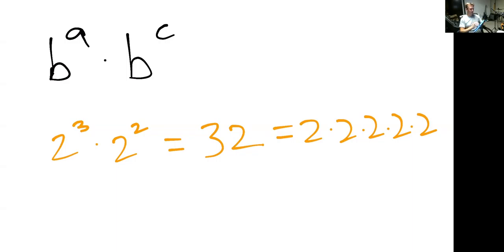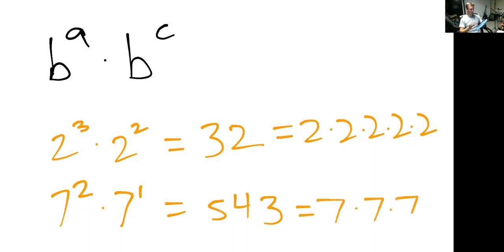It's no coincidence that 3 plus 2 is 5. Let's look at another example. 7 squared times, and here I've got myself in trouble, 7 to the 1st. If we do that math in our heads, 49 times 7, what do we have? 7 times 9 is 63. 7 times 7 is 49 plus another 6 is 55, so 343 is that result. This is 7 times 7 times 7.